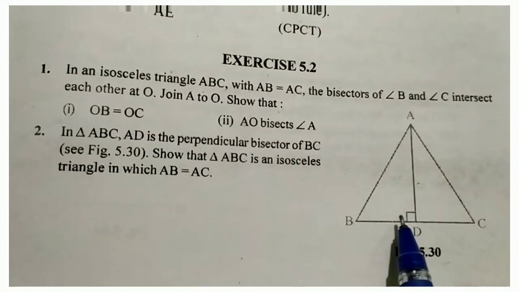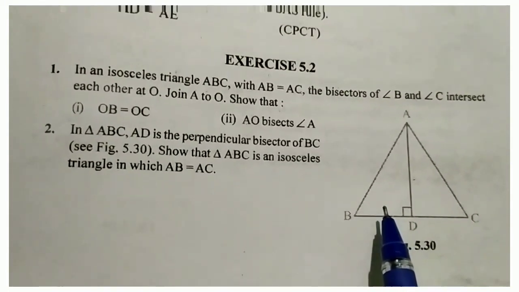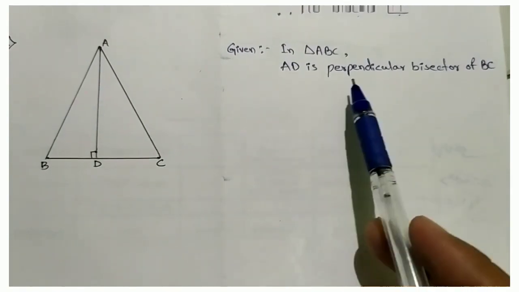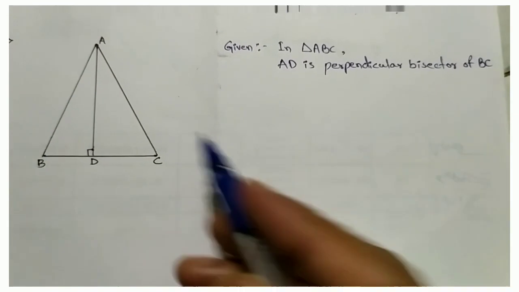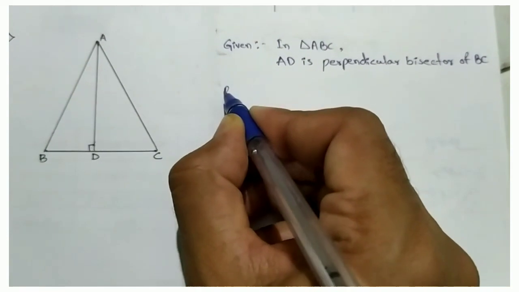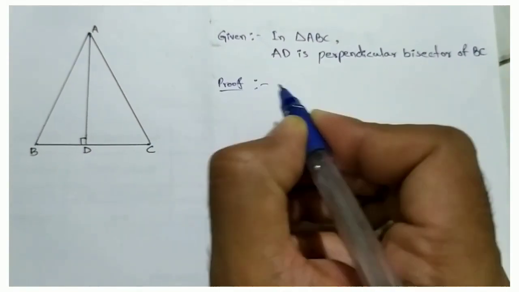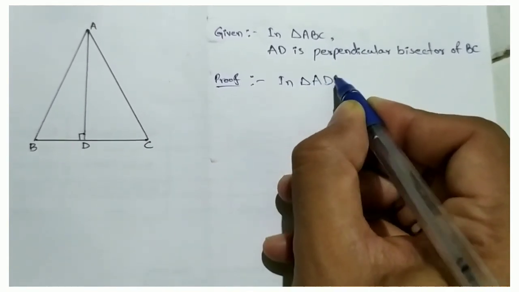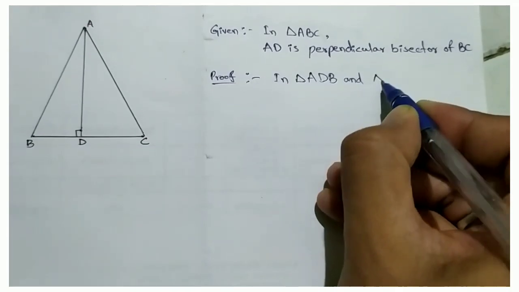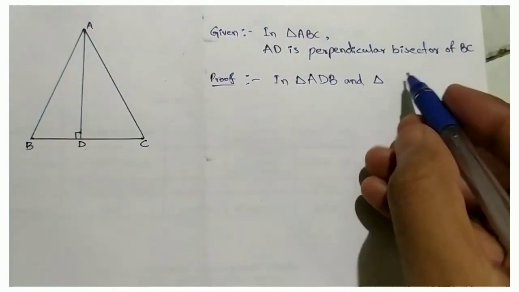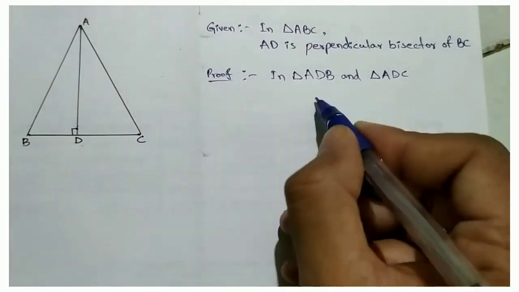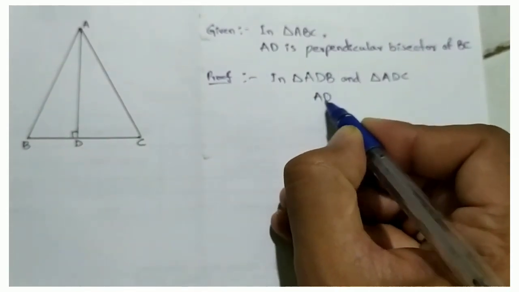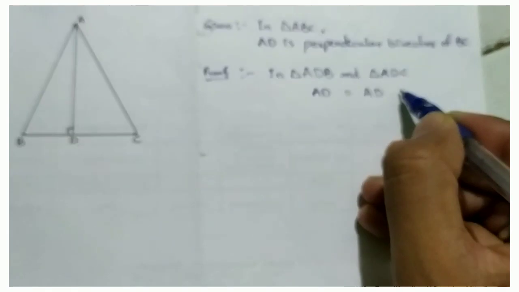So we have to show that AB equal to AC. Okay. So they only gave the figure. Once you redraw this, write the given points: in triangle ABC, AD is perpendicular bisector of BC. Here we will get two triangles. Which are those? Proof. In proof you write it. In triangle ADB and another triangle which you are getting, ADC. So first thing, AD is common on both sides. So AD is common side.